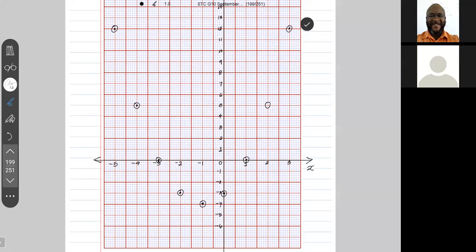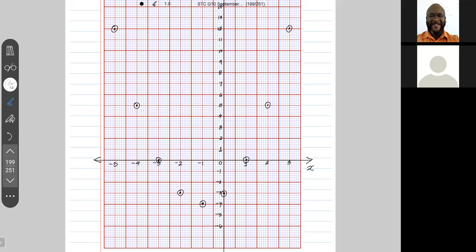So we plot all our points, and the only thing left for us to do now is to draw our graph. All right, now the parabola is a curve. Remember, the parabola is described as a smooth curve.